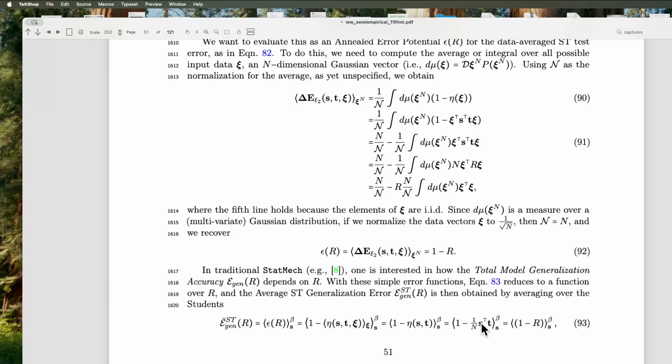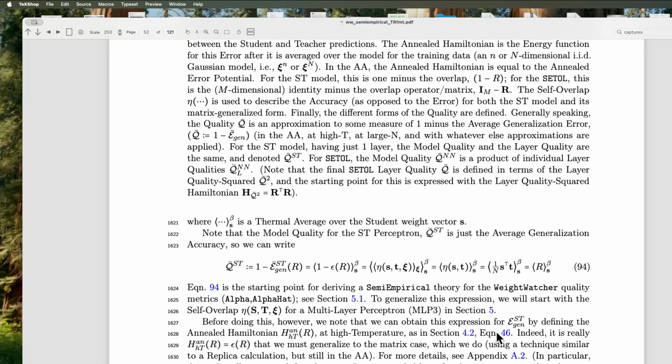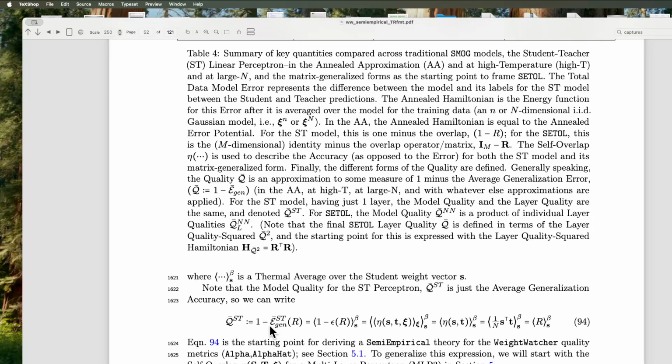The point being, notice that the dimension m of the vector is irrelevant. It actually factors out. It doesn't matter how large your perceptron vector is, because in this simple model, it simply factors out because it's a Gaussian function. And so in the end, we're going to write this thing called the quality. The quality is simply the accuracy, which is 1 minus the error. So the quality becomes the thermal average of 1 minus the error, which is now the thermal average of the data average over eta. And again, this subscript should have an n on it, because it's an average over all n data points. This is just the thermal average over the overlap once it's been integrated out over the data, which is just the thermal average of 1 over n S transpose T, which is just the thermal average of R.